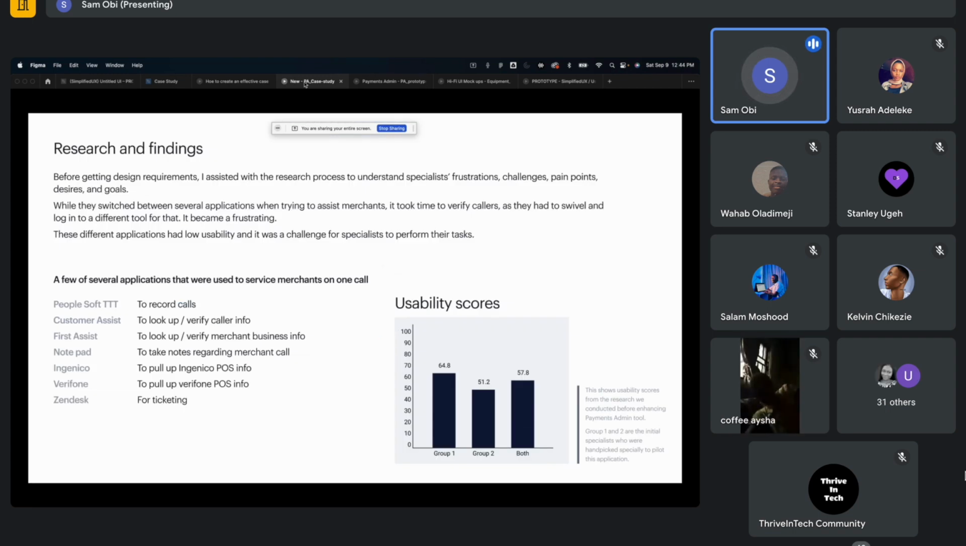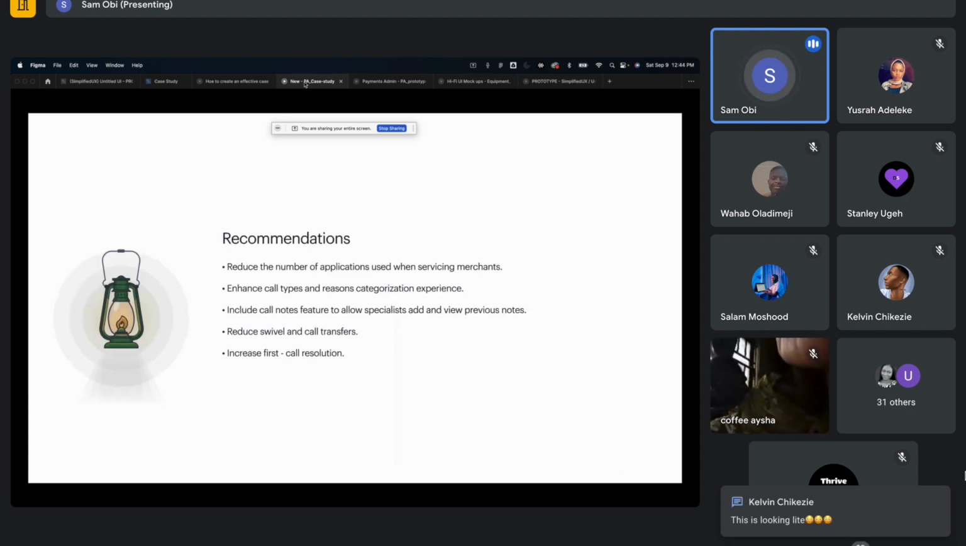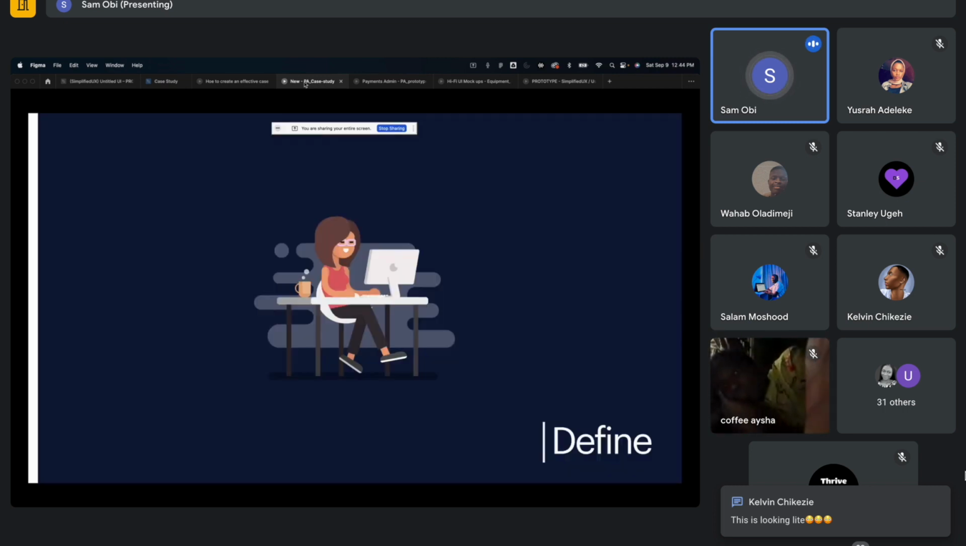My research and findings, understanding that our specialists were using over 30 tools. I couldn't list the entire 30 here, but I listed a few applications that they were using. And we did a usability score for each of those tools. And then we found what we needed, the results of that usability score. And then I had recommendations for what we needed to do in order to solve that problem.